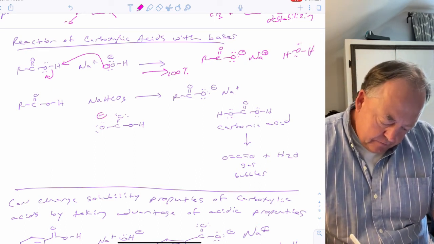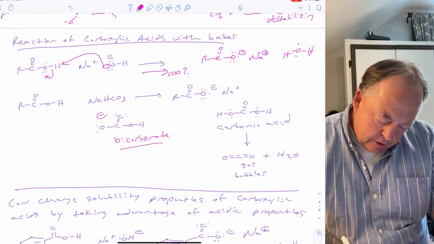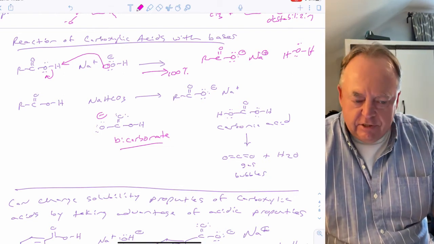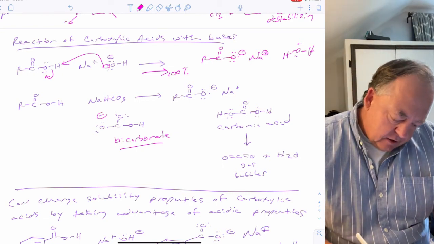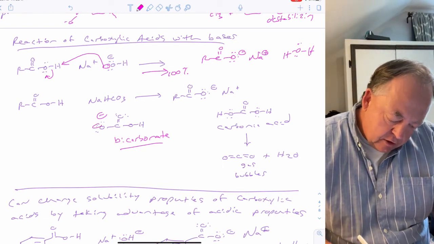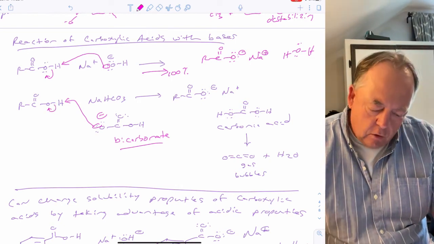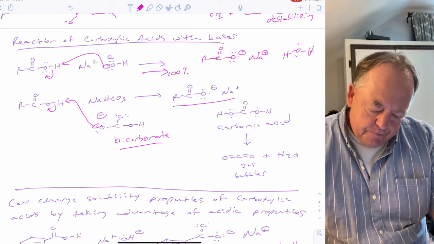Bicarbonate. Right, if you remember that polyatomic ion from general chemistry, so sodium bicarbonate, baking soda, is a strong enough base to deprotonate a carboxylic acid as well. So you can take a lone pair of electrons on bicarbonate, bond to that hydrogen, and those electrons become a lone pair to make the sodium salt of the carboxylic acid.